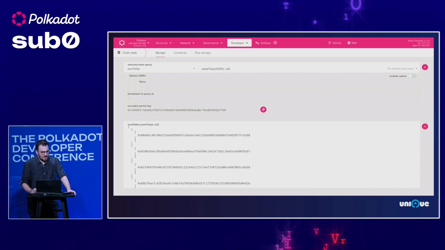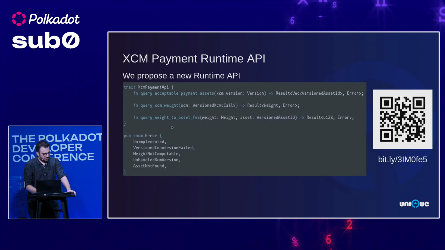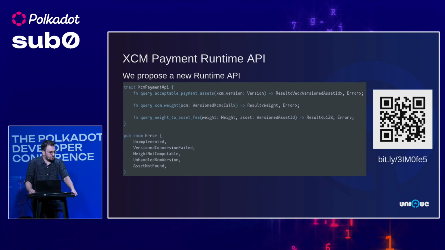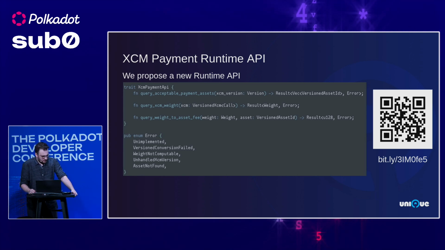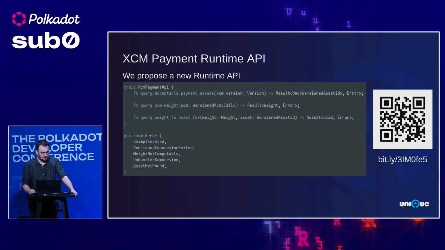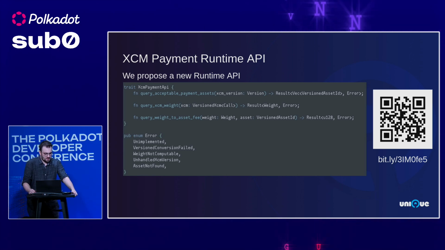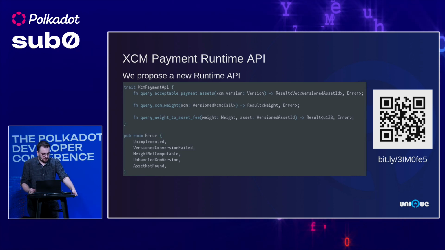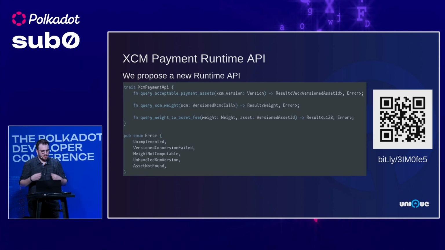To make the XCM programs more robust, we're proposing the XCM Payment API. You can scan the QR code to check out our pull request. It consists of 3 methods. The one for querying the list of acceptable currencies for paying the XCM execution fees on this chain. The one for weighing the XCM program, which you know will be executed. And lastly, the method to convert the weight into the fee in the selected currency.